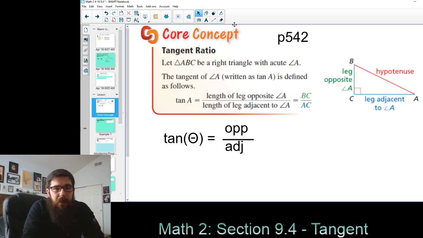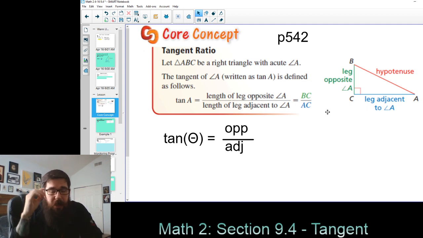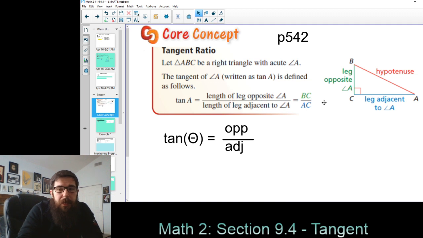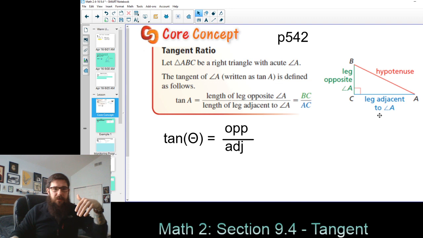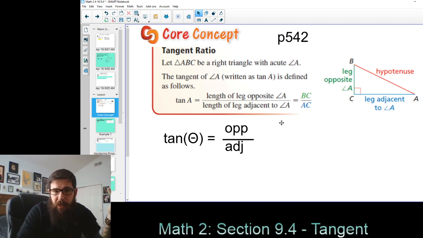Let's move on now. On page 542, you're going to see another way of phrasing that same stuff that I had in that toolkit slide. Again, just stressing the idea of what tangent is. It's a ratio written as a fraction of the opposite side, which, because you can't use the hypotenuse, has to be a leg, one of the two sides touching the 90-degree angle, divided by the adjacent side, which is also a leg, also touching 90, but it also touches the angle that you're talking about.